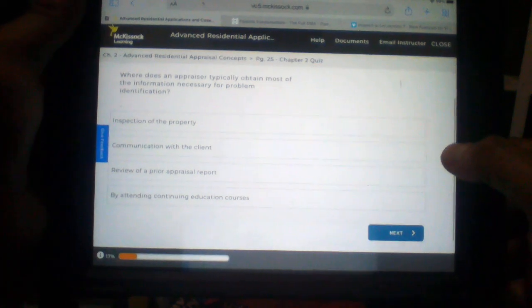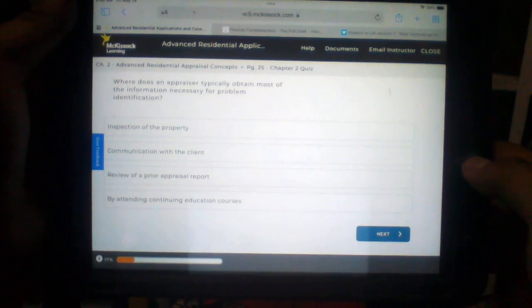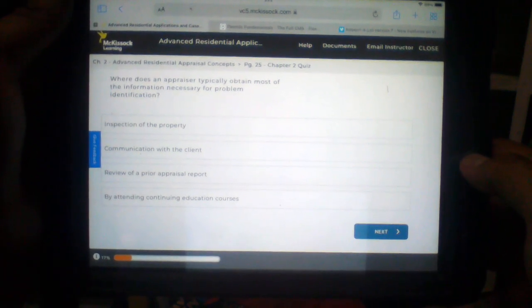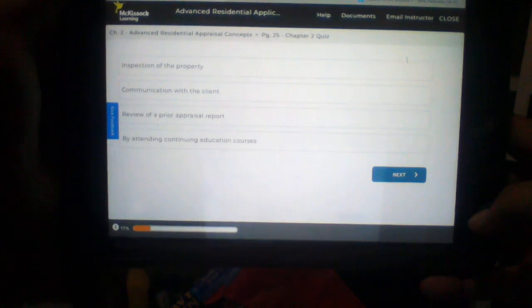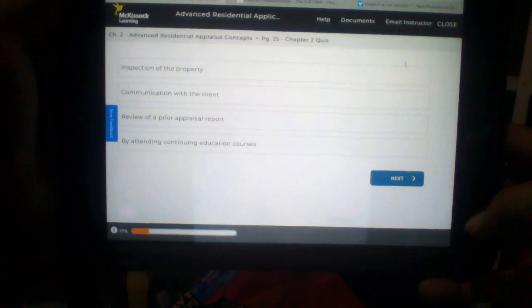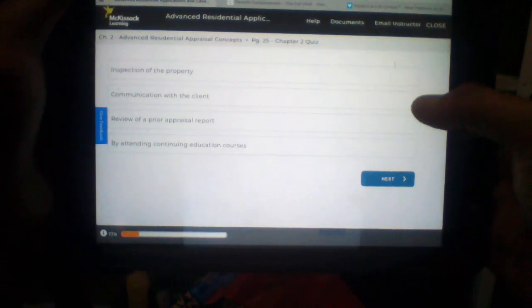Number 1. Where does an appraiser typically obtain most of the information necessary for problem identification? A. Inspection of the property. B. Communication with the client. C. Review of a prior appraisal report. Or D. By attending continuing education courses. I'm going to go B. Communication with the client.